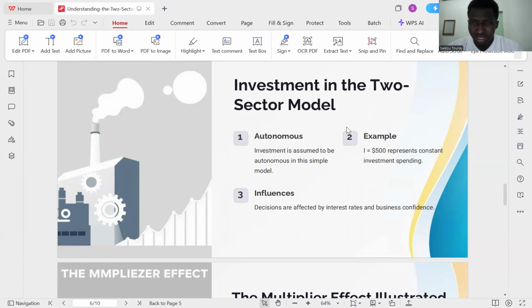Investment in the two-sector model: investment is said to be autonomous in this simple model. For example, let's say investment is 500, representing constant investment spending. Decisions are affected by the interest rate and business confidence.